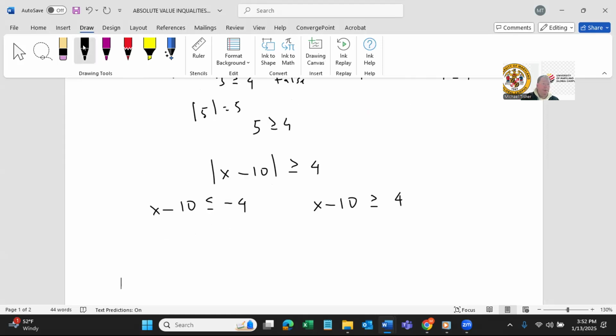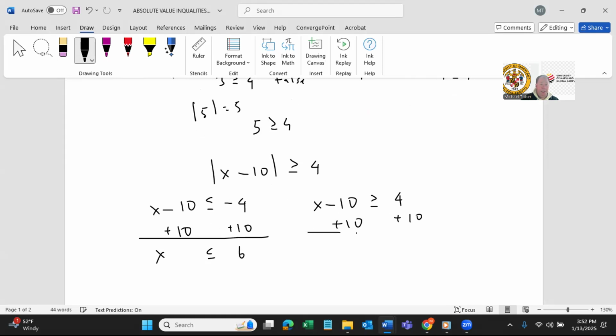All right, now we're going to get the x by itself. So we'll add 10 to both sides. X is less than or equal to 6. And over here, we'll add 10 to both sides. And x is greater than or equal to 14.